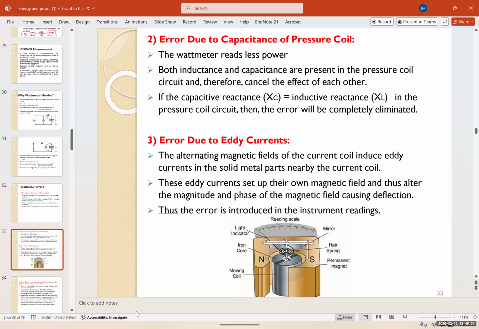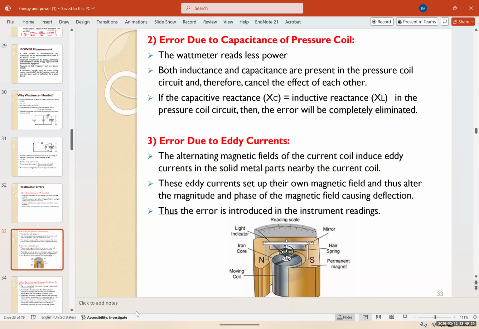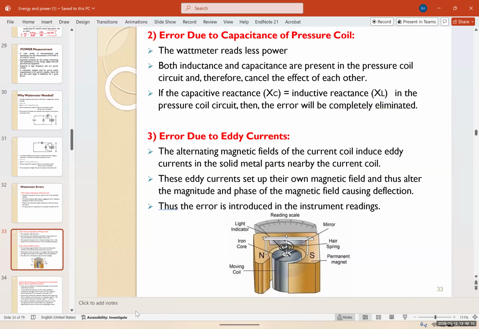Another type of error is due to capacitance of the pressure coil. The wattmeter reads less power. Both inductance and capacitance are present in the pressure coil circuit and therefore cancel the effect of each other. If the capacitive reactance is XC and the inductive reactance is XL in the pressure coil circuit, then the error will be completely eliminated if these two are equal. If they are not equal, and that's the problem, we don't know what the power measurement is. Sometimes the reactive power is higher, sometimes it's lower, sometimes it's positive, sometimes it's negative, and sometimes it's zero. We just have pure power.